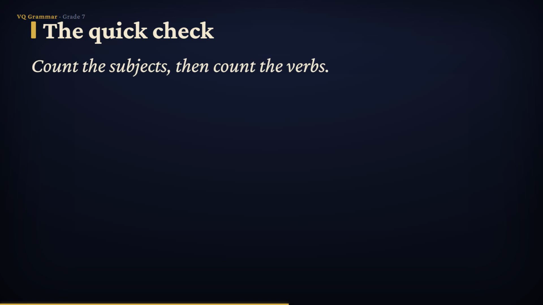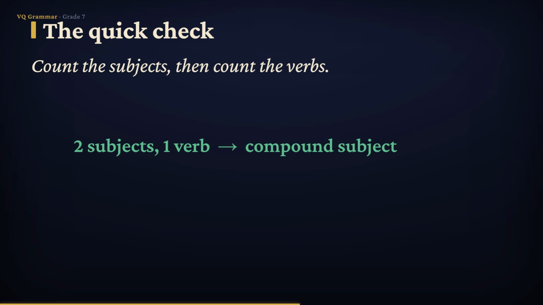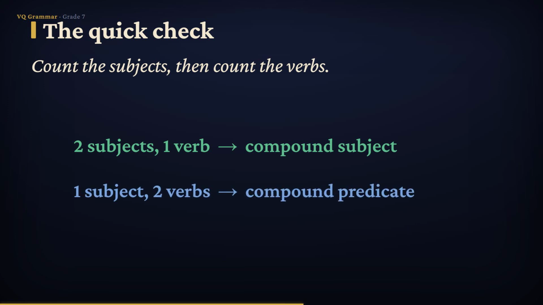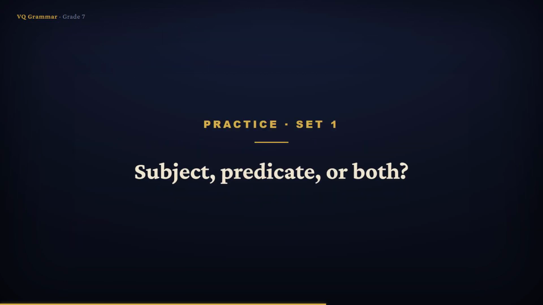So how do you sort them out every single time? You count. Count the subjects, then count the verbs. Two subjects but only one verb means a compound subject. One subject but two verbs means a compound predicate. And if you spot two of each, two subjects and two verbs, then the answer is both. Count the subjects, count the verbs, and let the numbers decide. Ready to practice together? In this first set, count the subjects and count the verbs, then decide. Compound subject, compound predicate, or both. Pause the video and try each one yourself before I give the answer.